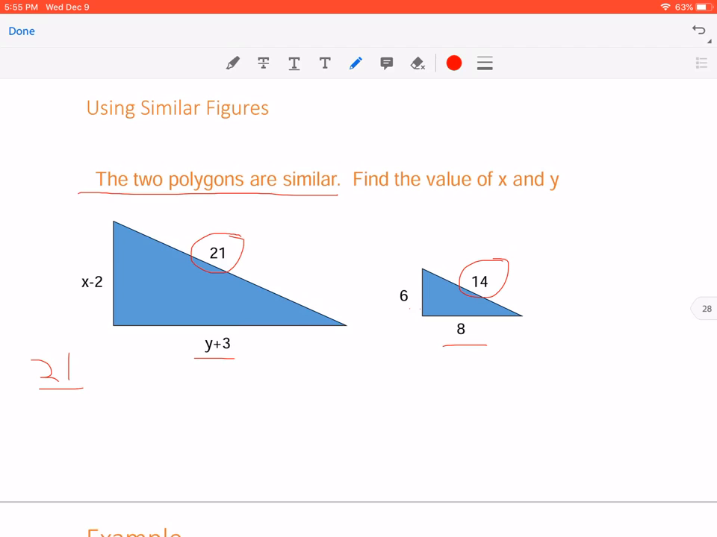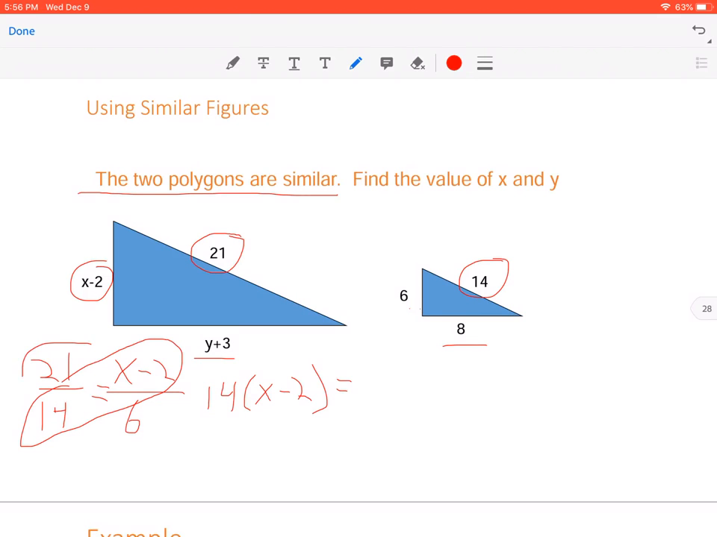So 21 goes with 14 as x minus 2 goes with 6. There's my match. And again, we did these the other day. This is why I did this earlier. You've got to do distributive property here. That's 14 times x minus 2 equals 21 times 6. All right? So 21 times 6 is 126. You've got to do distributive property. That's 14x. 14 times a minus 2 is minus 28 equals 126.